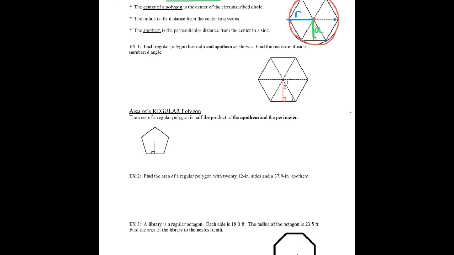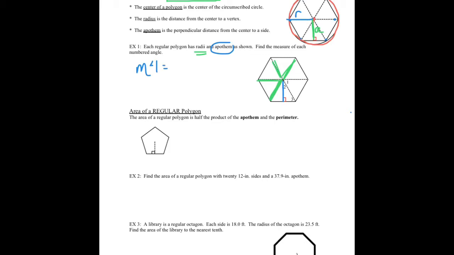All right, so each regular polygon has radii. So I'm going to color the radii green so you can see them. It also has an apothem. That's this dashed line right here. We are going to find the measure of each numbered angle. So let's look at the measure of angle 1.